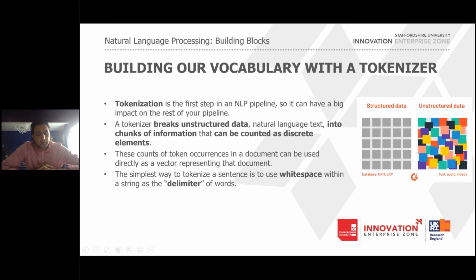So tokenization is the first step in our natural language processing pipeline. So this is the first building block we are talking about today. It can have a big impact, of course, on the rest of your pipeline. And a tokenizer breaks unstructured data. And there's a difference between structured data and unstructured data. So when it comes to machine learning, we differentiate between machine learning algorithms applied to structured data and machine learning algorithms applied to unstructured data.